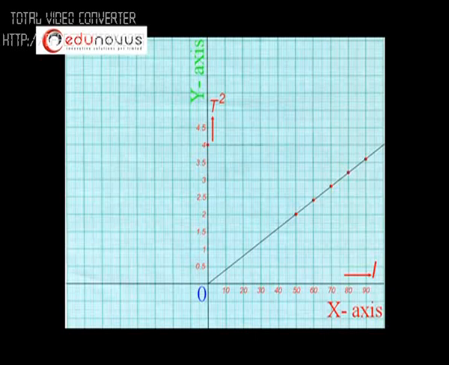From a point 4 on the y-axis, draw a perpendicular line to meet the graph at a particular point. From that point, we again draw a perpendicular line to meet the x-axis at a particular point. This point gives us the corresponding length for T square is equal to 4 seconds square, or time period is equal to 2 seconds. From the graph, it is 100 centimeters. Therefore, the length of the seconds pendulum is equal to 100 centimeters.